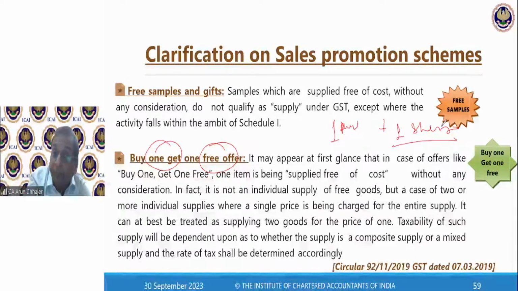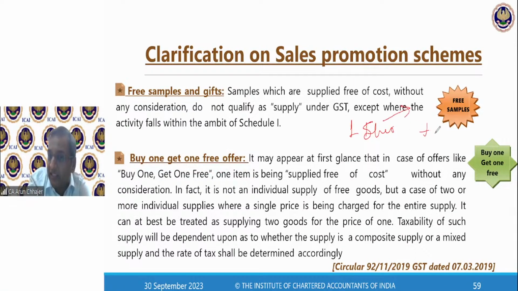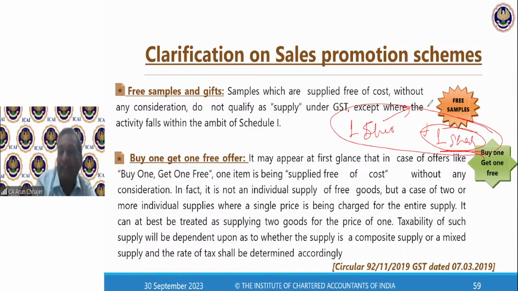So prima facie, it appears that the first shirt which is being sold is for consideration, and the second shirt which is being given free of cost is a free supply. That is what it appears when we look into the transaction, but that is not the case. Circular 92 has clarified that this shirt which is being additionally given free of cost is not the supply of an individual item, rather it is a supply of two items at a single price.